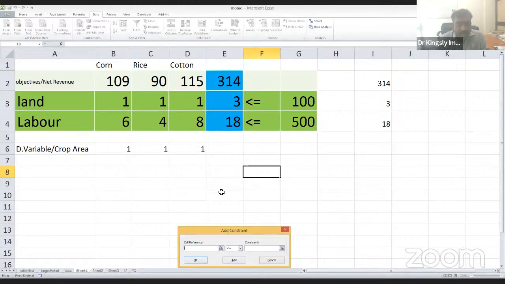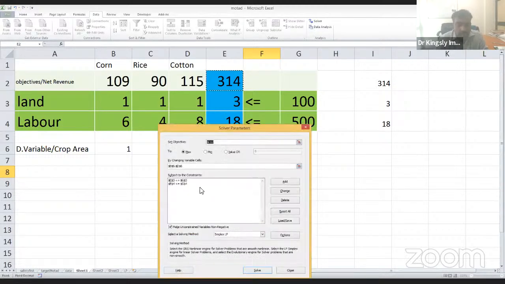Okay. Next, labor. For cell reference, I'm giving the cell value of 18, less than equal to constraint, I'm indicating the cell where 500 is located. So these are my constraints. Only 1 objective function, 2 resource constraints. Okay. Now we are ready to run the model.